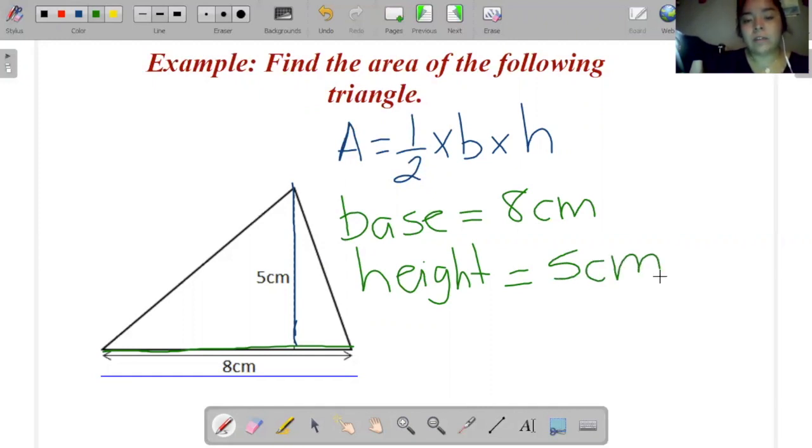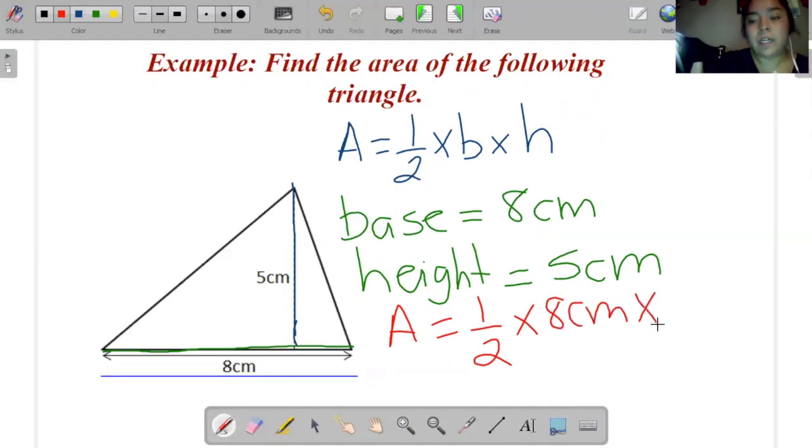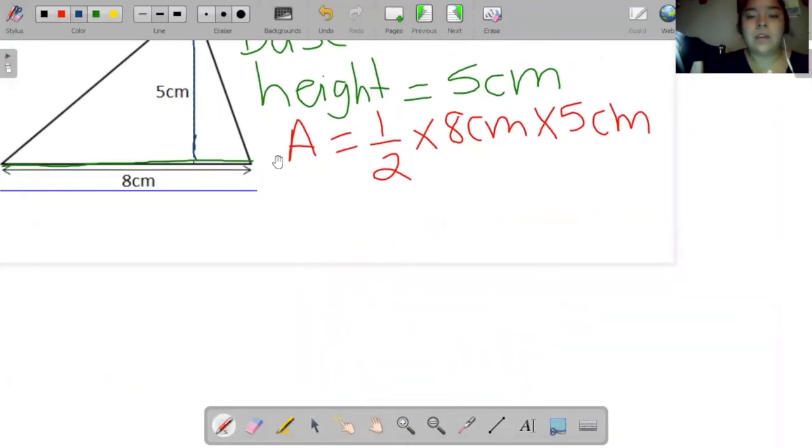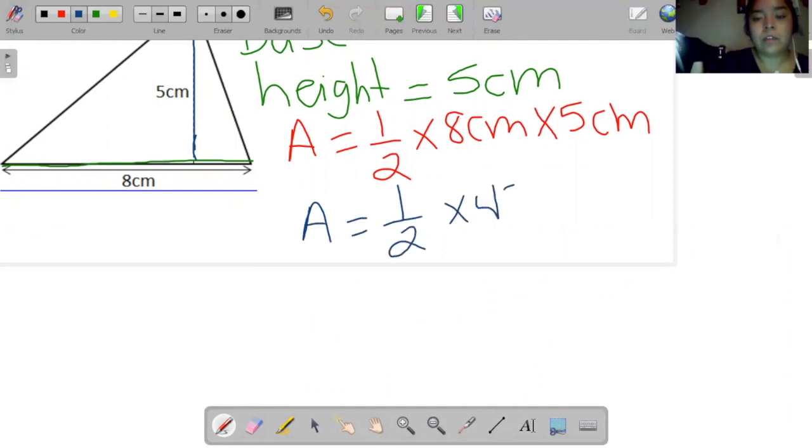So now let's just plug in the values that we know into our formula. So now our formula will be A is equal to half times b, which is 8 centimeters, times 5 centimeters. Okay, so now let's solve. Let's solve for A, for the area. So we can multiply 8 times 5, which is 40. So A is equal to half times 40 centimeters squared.